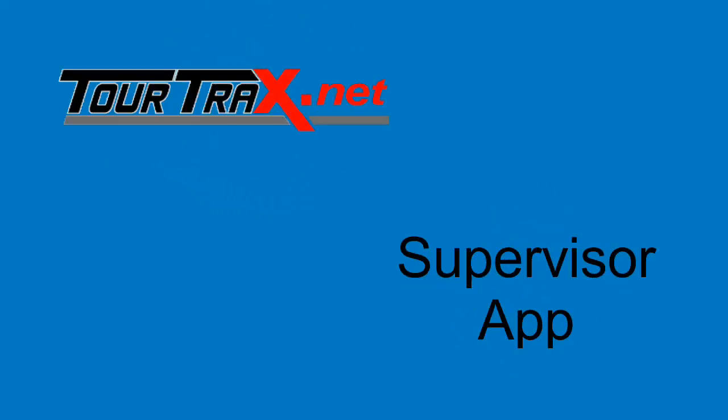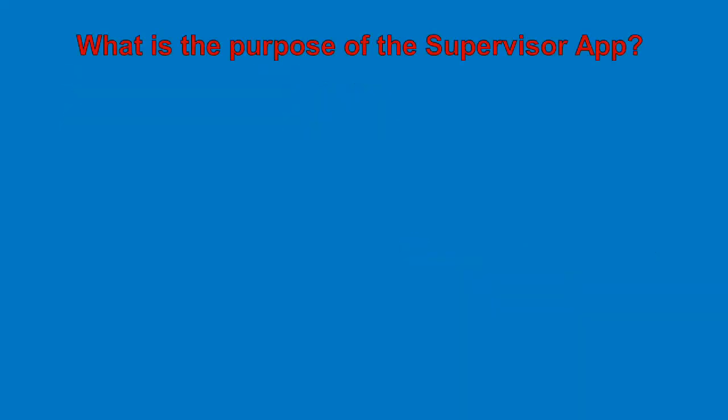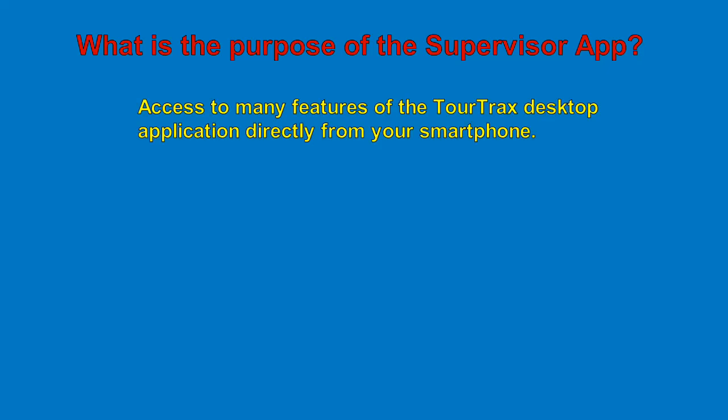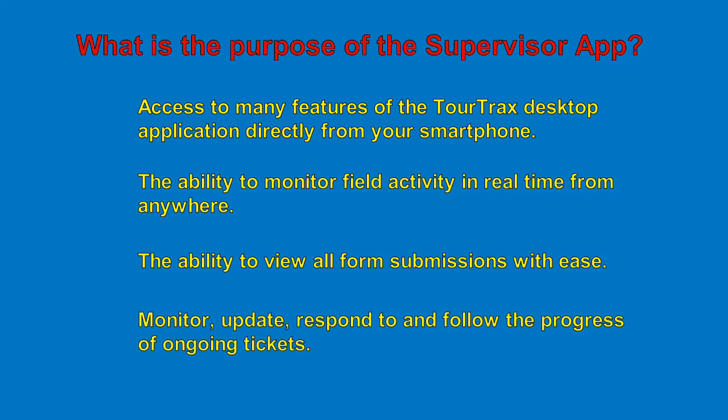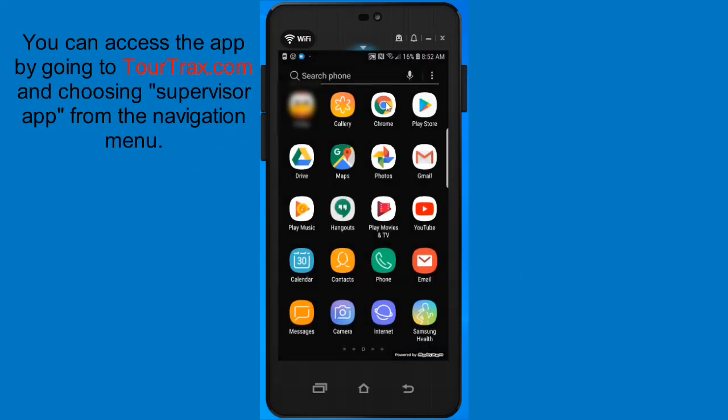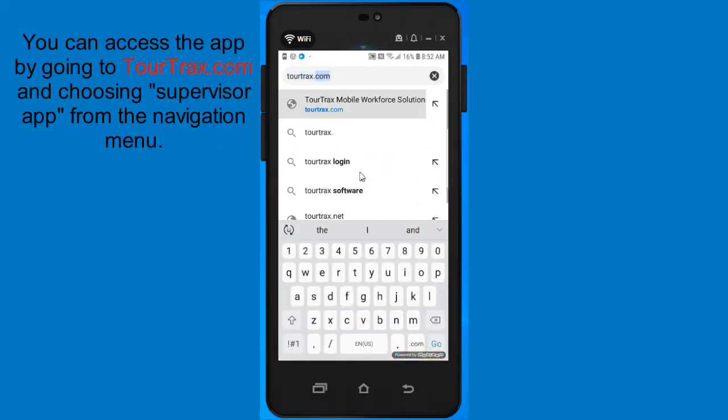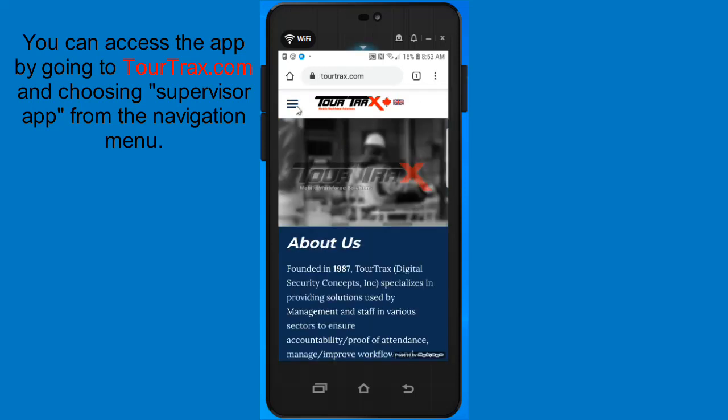TourTrax is a simple yet powerful data collection, reporting, and verification tool designed for the field service industry. The Supervisor app allows easy access to many features of the TourTrax desktop application directly from your smartphone. The ability to monitor field activity in real time from anywhere, the ability to view all form submissions with ease, and it allows mobile users to monitor, update, respond to, and follow the progress of ongoing tickets. You can access the app by going to TourTrax.com and choosing Supervisor app from the navigation menu.